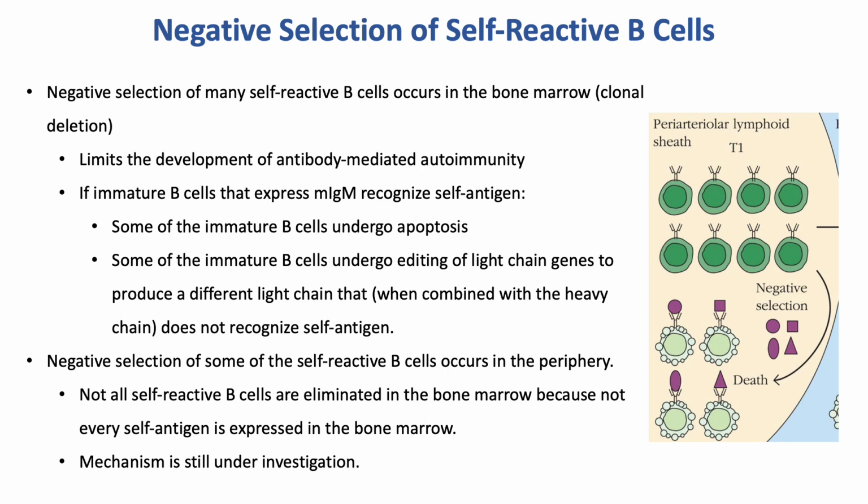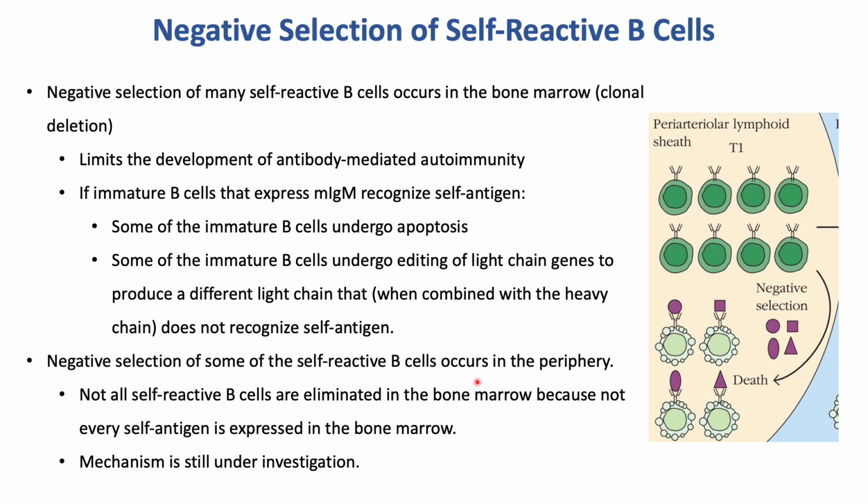In the previous slide, we saw that the B cells that bind to their self antigens within the bone marrow die. This is the negative selection of self-reactive B cells. The negative selection of many self-reactive B cells occurs in the bone marrow, and it is also called clonal deletion. This limits the development of antibody-mediated autoimmunity. If the immature B cells that express membrane-bound IgM recognize the self-antigen, some undergo apoptosis. Some undergo editing of light chain genes to produce a different light chain that, when combined with a heavy chain, does not recognize the self-antigen.